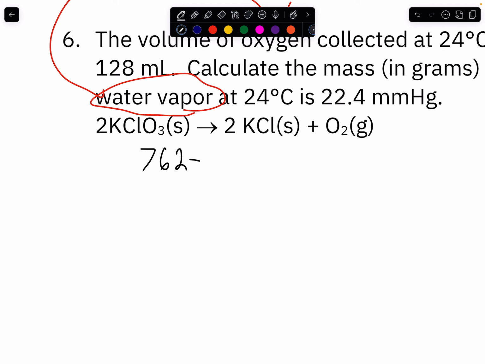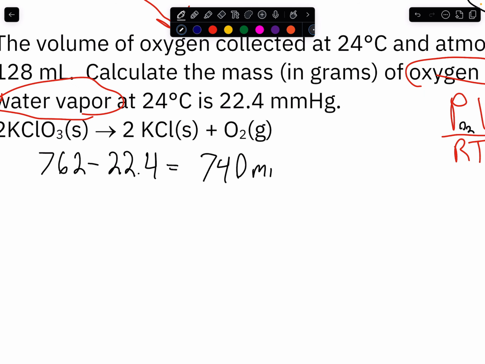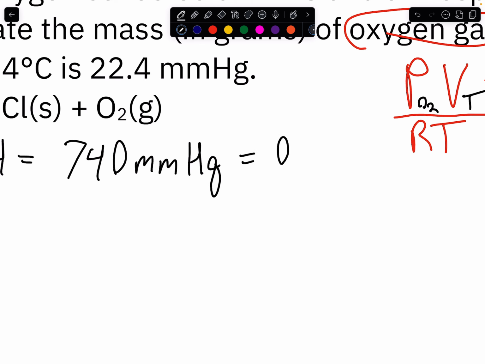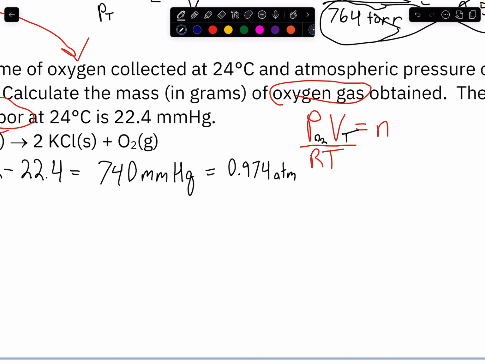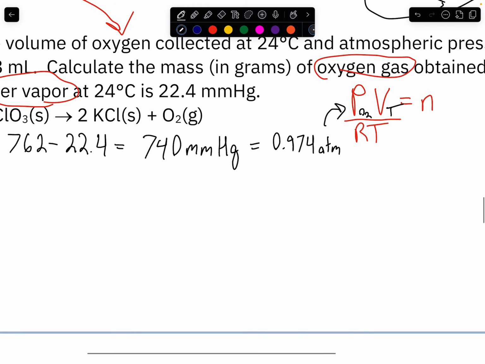762 minus 22.4. That equals 740 mmHg. And that 740 needs to actually be converted to atmospheres. I'm going to change it to atmospheres right now. It technically equals 0.97, I'm going to round it up to 4 atmospheres. The reason I'm doing that is because it needs to be in atmospheres for the ideal gas law.